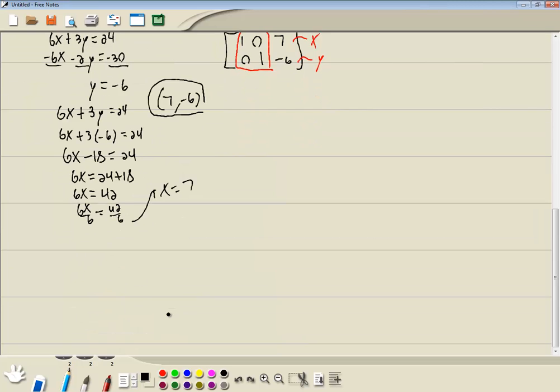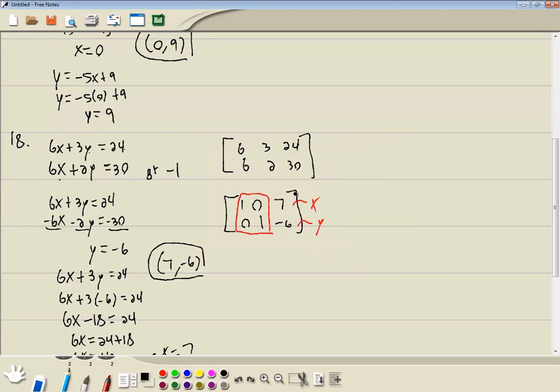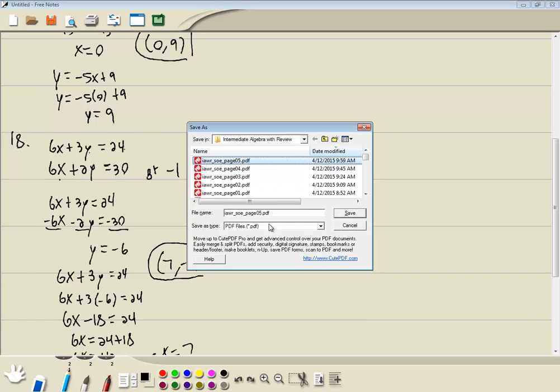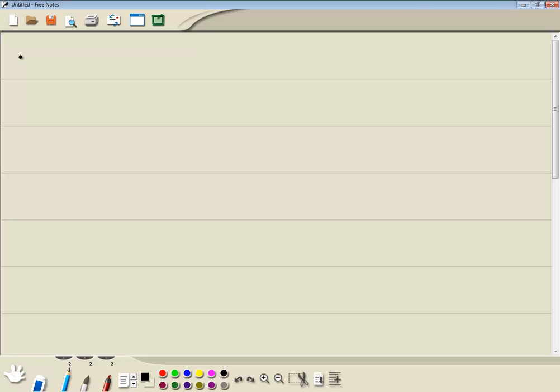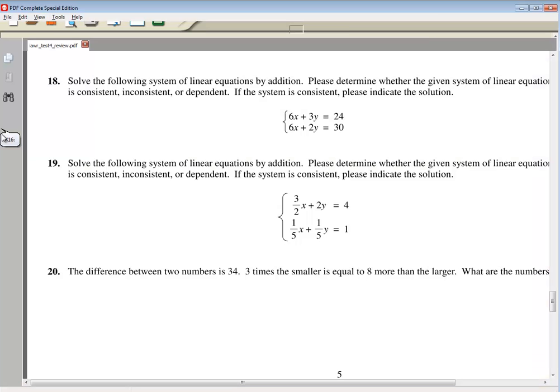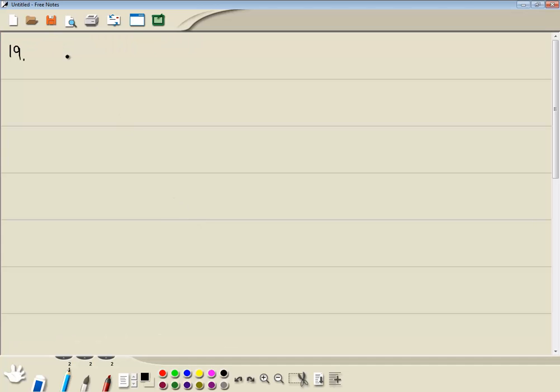Let me save this. And let's look at number 19. Let me grab a drink. Then we'll get into the word problems. That's where the real headache will start.